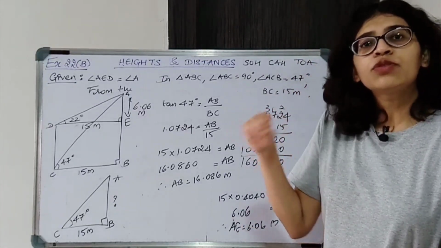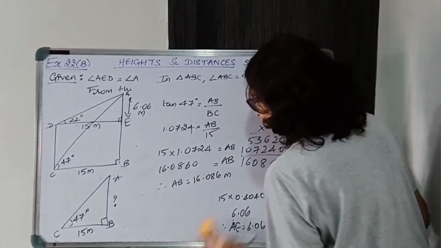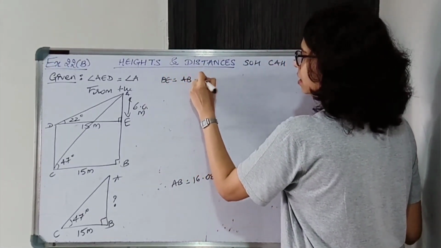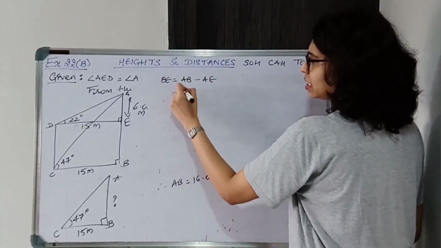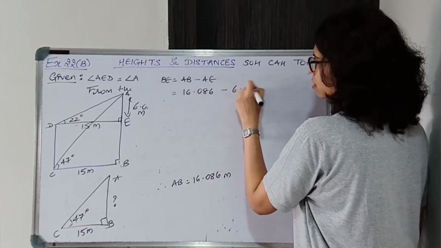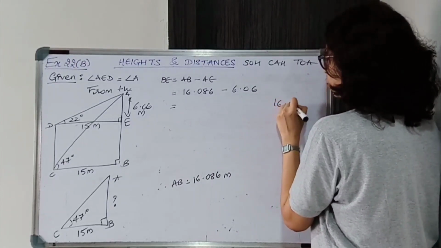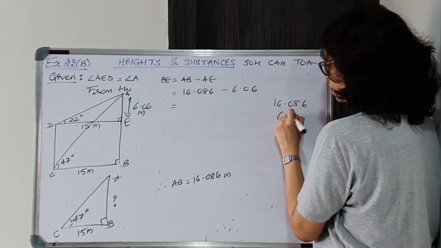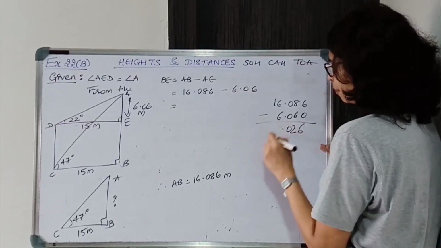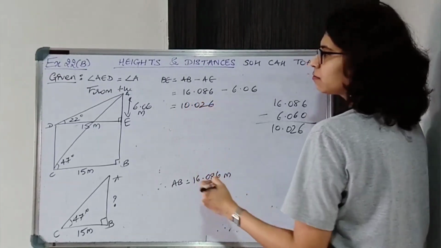Now we just need to subtract AE from AB and we'll get the value of BE. So BE is equal to AB minus AE. AB is 16.086 and AE is 6.06. Now subtract 16.086 minus 6.06, here a 0 will come, 620, so 10.026 meters.